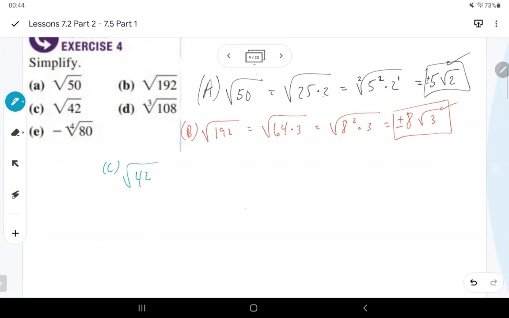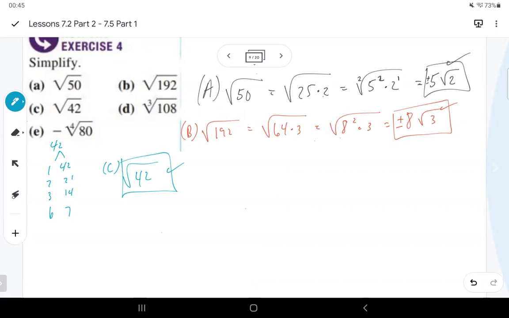Square root of 42. Now, the factors of 42 are 1 and 42, 2 and 21, I believe, yeah, 3 and 14, and then 6 and 7. Now, none of those are perfect squares, so we can't really do anything else. So that is it. This is your answer here. You could technically have a plus or minus if you really wanted it. It's fine for this one if you left it off.